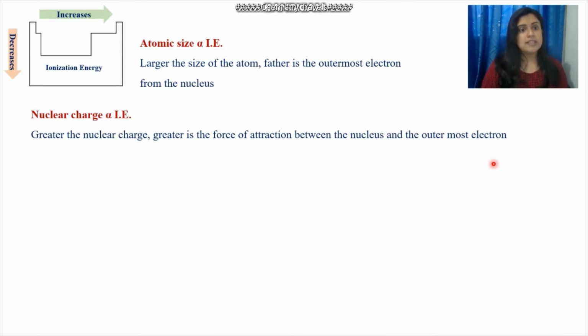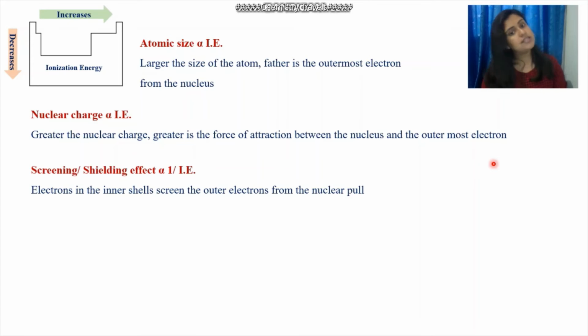Another property is the nuclear charge. If you have a greater nuclear charge, it means that the electrons and the nucleus have a greater force of attraction. So the electrons are held closer towards the nucleus. They are attracted strongly towards the nucleus. So if they are strongly held, because of greater nuclear charge, then you will need more energy to remove an electron. So ionization energy also automatically increases.